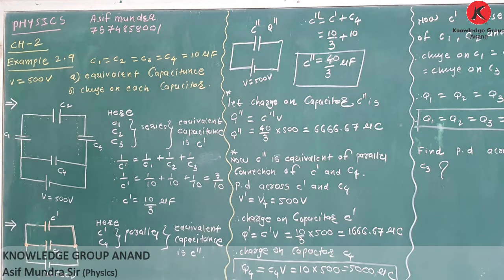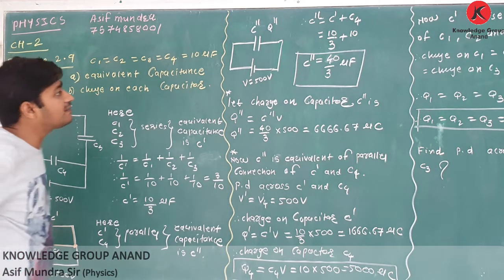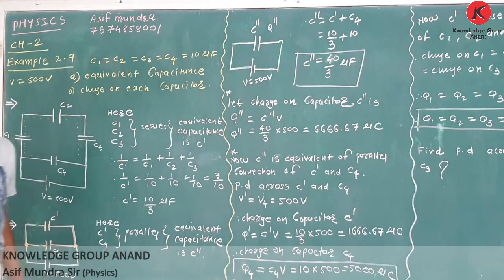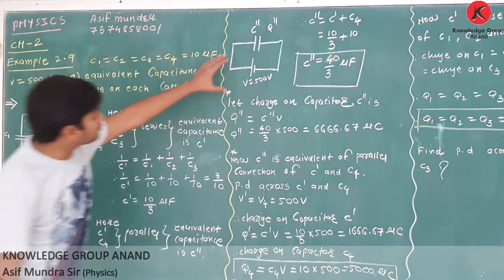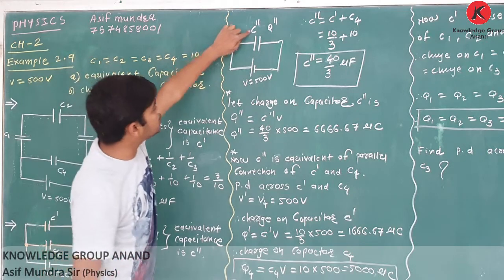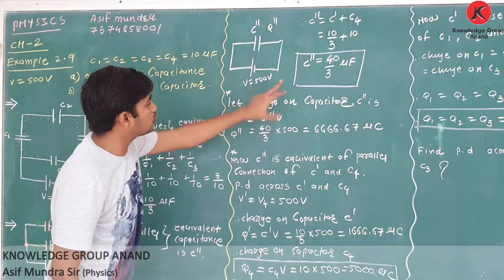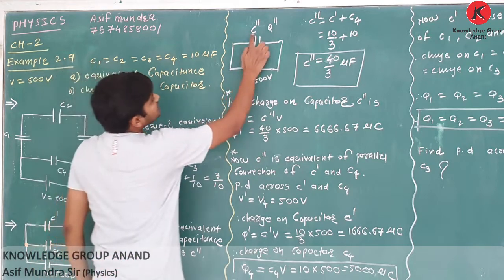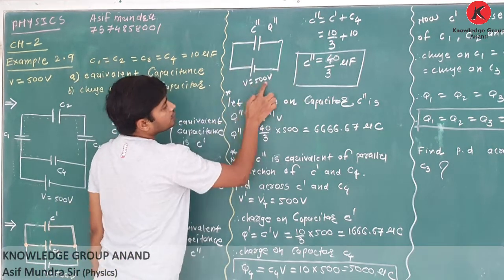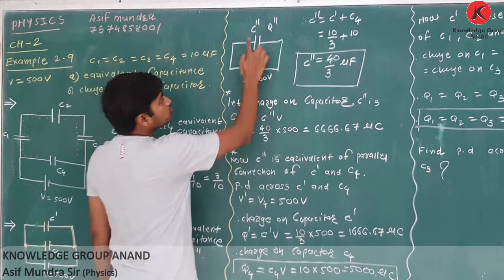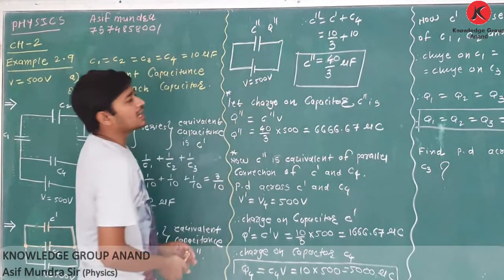Now we have to find what is the charge on each capacitor. See, now you have to take the reverse path. First of all, see this figure. C double dash, we know it's one. It is connected with a battery having voltage V equal to 500 volt. So from C double dash and 500 volt, from these two data, we can find what is the charge on the capacitor.